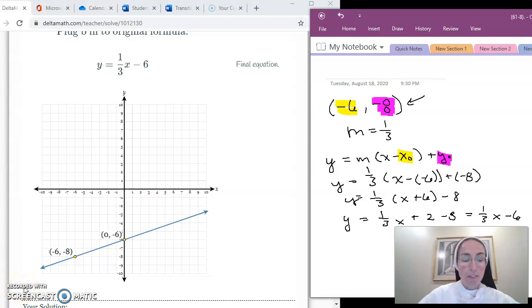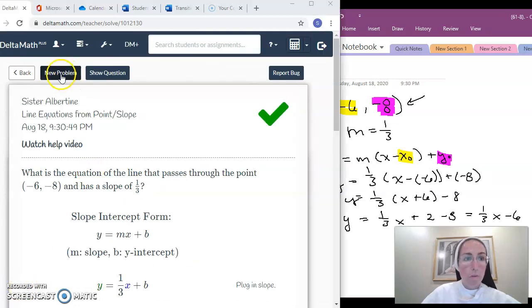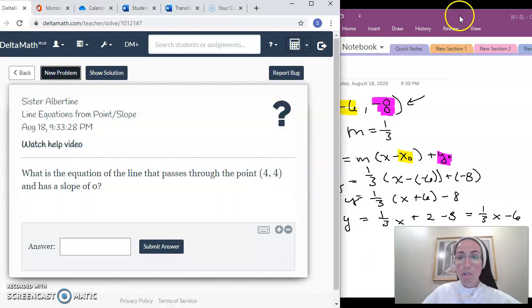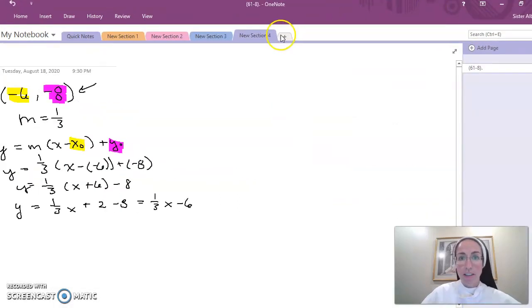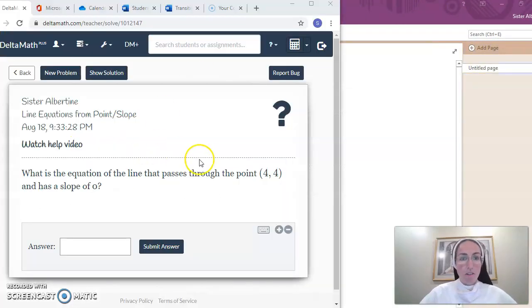Okay, hope this was helpful. Let's do one more problem. Oh great, this is a special case. So this one passes through the point (4, 4), but has a slope of 0.